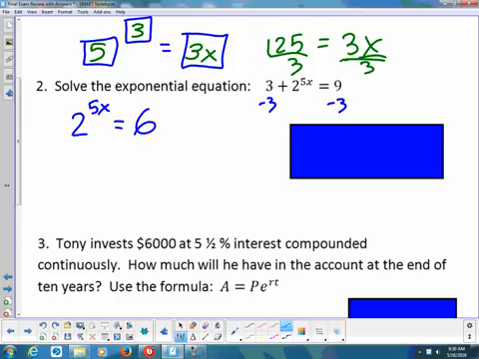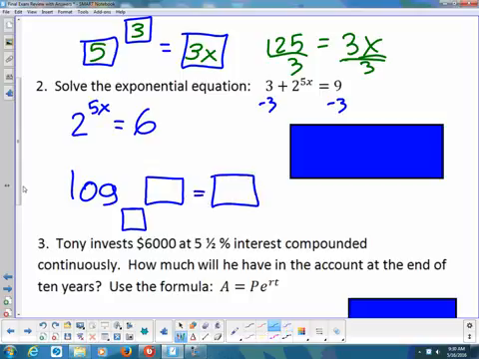Can we rewrite this from exponential form into log form? Yeah. How is it going to look? Log to the base what of what equals what? What are you going to fill in? Log to the base 2 of 6 equals 5x. Everybody okay with this?